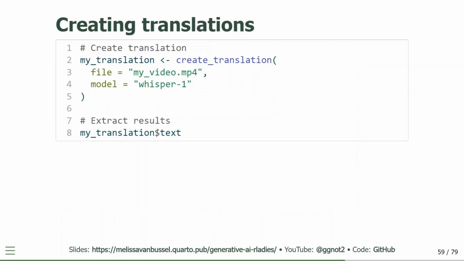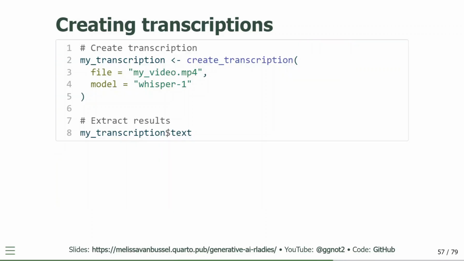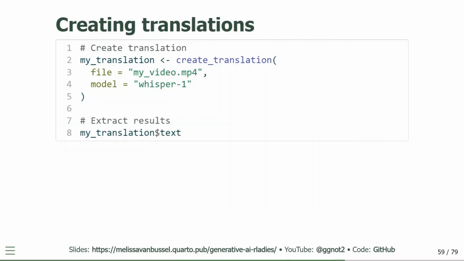Very similarly to the transcriptions, you can also create translations using the create_translation function. And you'll notice here that the syntax is the exact same. This is the exact same code as this slide. The only difference is that I changed the word transcription to instead say translation. So this can also take audio or video format. And again, we're using the whisper-1 model for that.